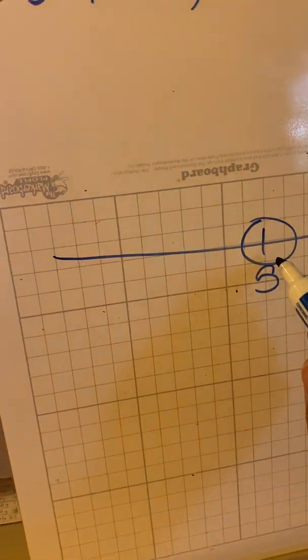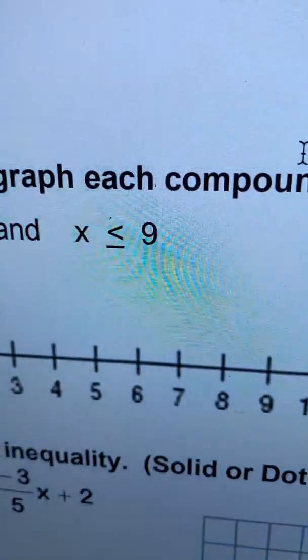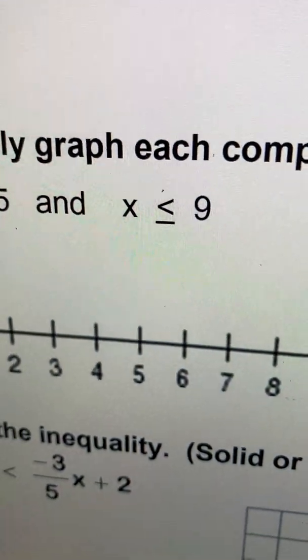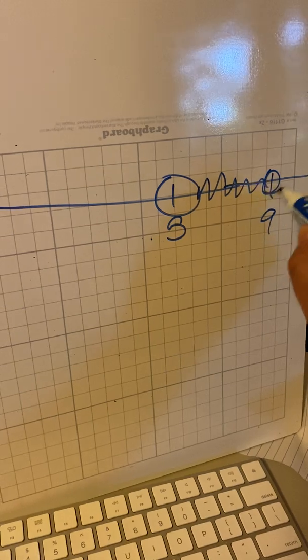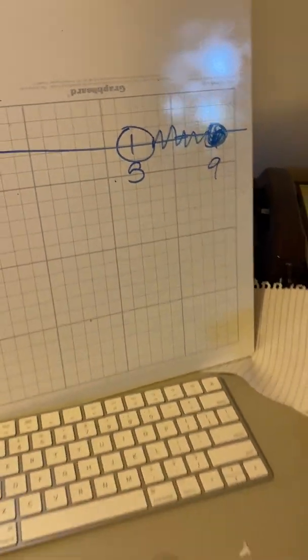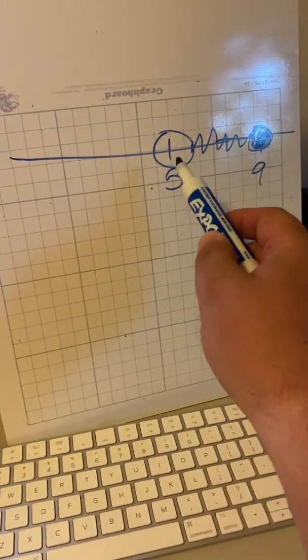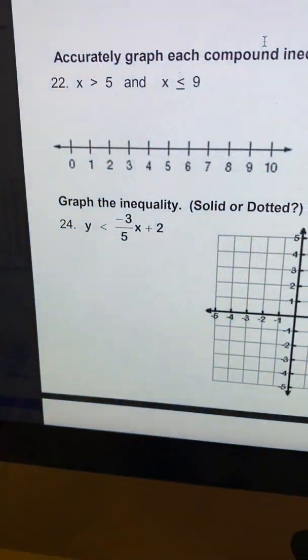Okay, it's just a greater than sign, so it's an open dot. Okay, and it's all numbers greater than 5. That's greater than. This one says all numbers less than or equal to 9. Well, over here is 9, and it's a closed dot, but it's all numbers less. I'm done. I just did it right there. It's between 5 and 9. Can't include 5, but it can include 9. It's an and statement. We're looking for the overlap.